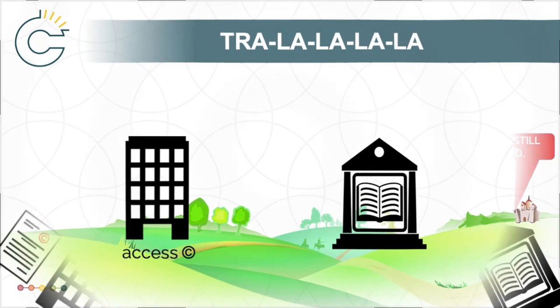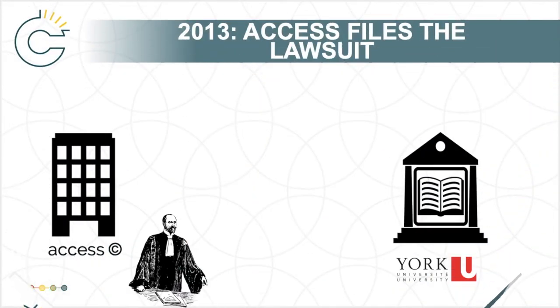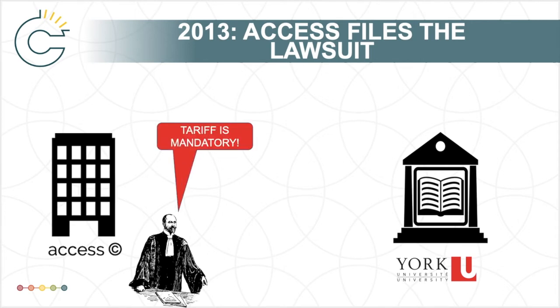Which brings us to the case in question. Hopes that Access Copyright might be more cooperative with educational institutions following the decisions in 2012 were dashed when the collective filed a lawsuit against York in 2013. Access Copyright sued York to enforce the terms of its interim tariff, essentially contending that the interim tariff had a mandatory effect on York, and that York could not opt out, and that if York made an infringing copy, they would be responsible for the full amount of royalty payments outlined in the tariff.